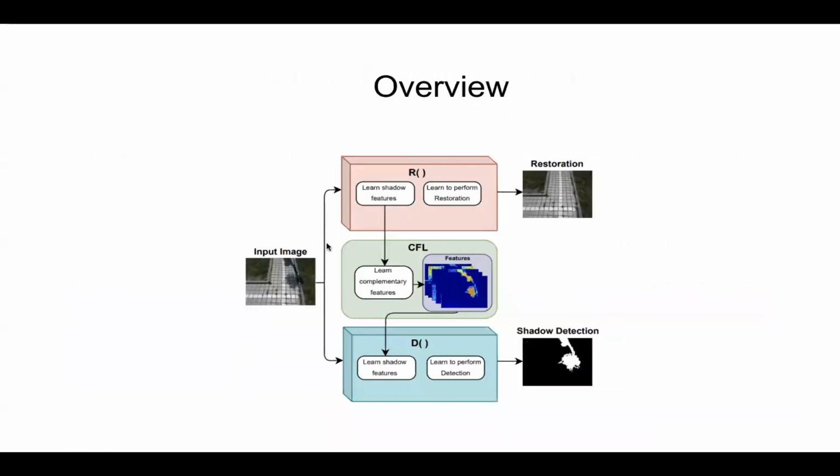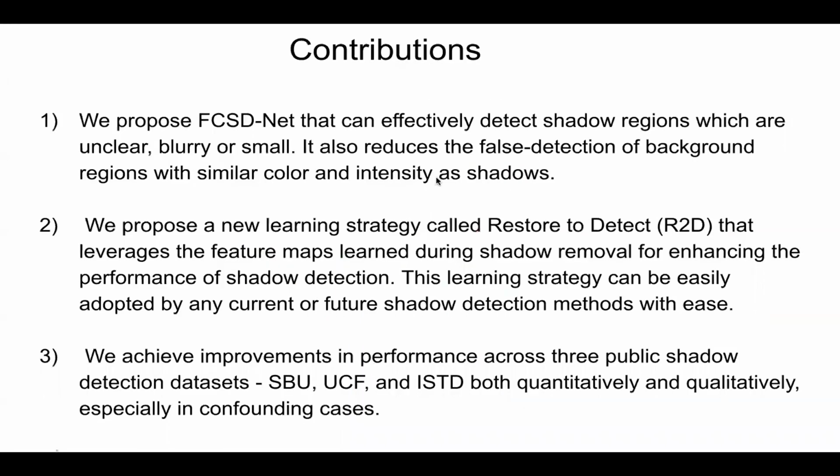So this is the overview of our proposed method where we feed in an input image with shadow, and we basically use a restoration network that learns useful shadow features, and we use that to learn complementary features that boost the detection performance. So these are the main contributions.